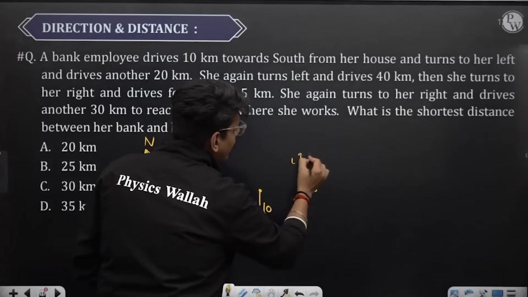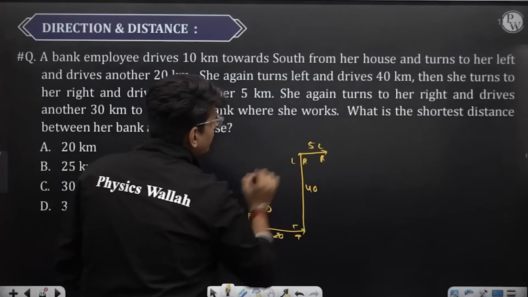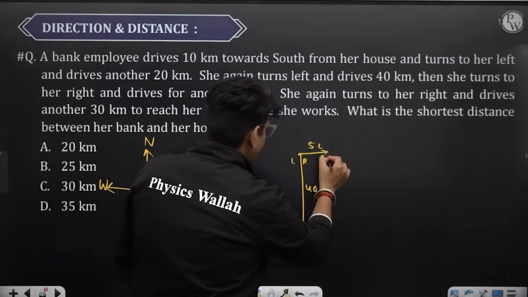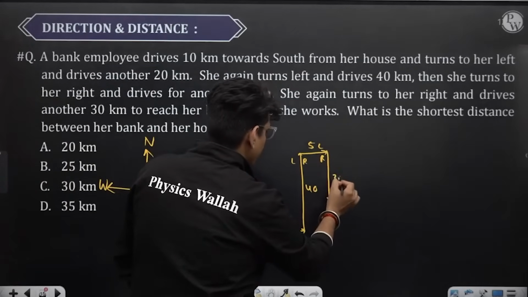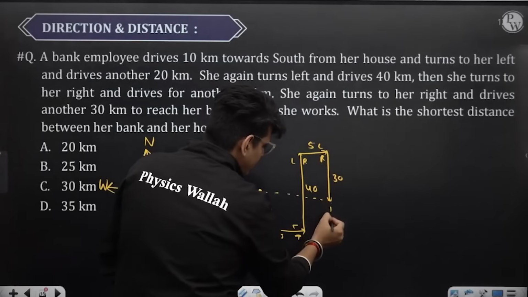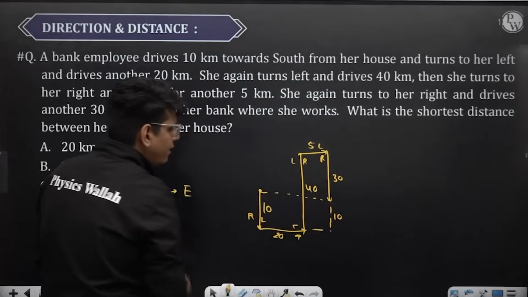She is taking a right and moving 5. What else? This is now right, this is left. She again turns a right and drives 30. Okay, now if you see, this is 30, this is total 40 and this is 10 and this is 10. So these are in level, right?